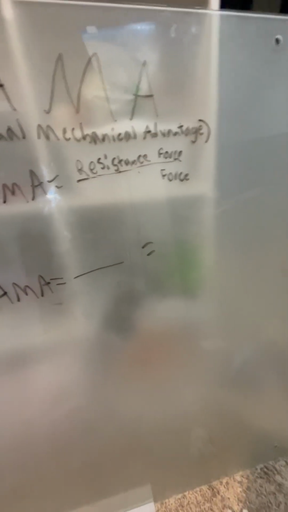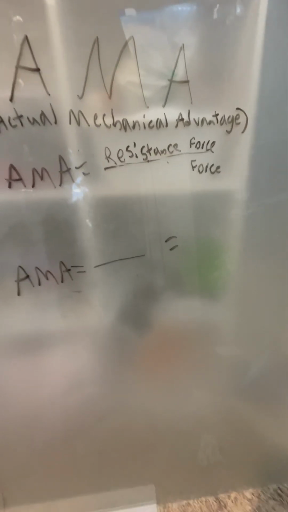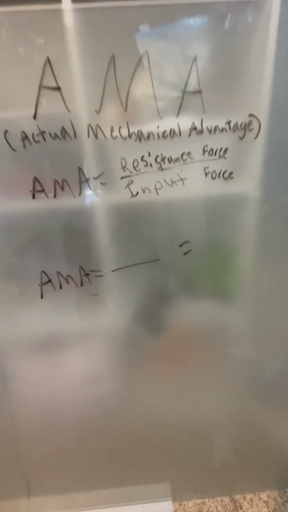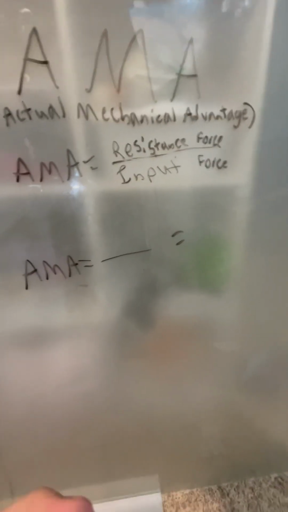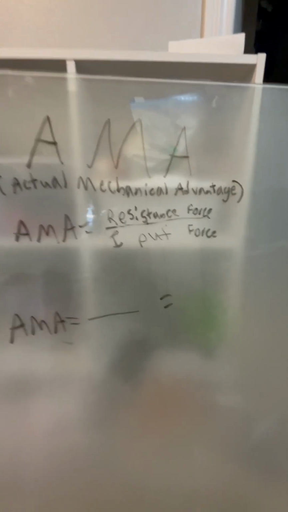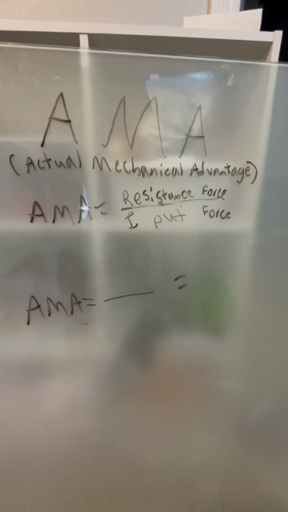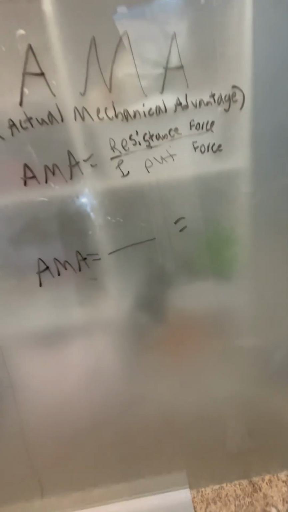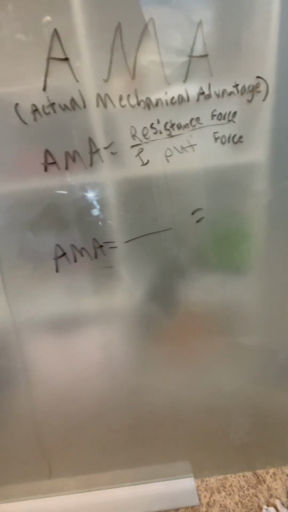Divide by the effort force, or the input force. You can also call it the input force. The reason why I like to call it the input force is because it's really easy to remember this way: if you just erase the N, it is now I put force, or a machine puts force to move it up.